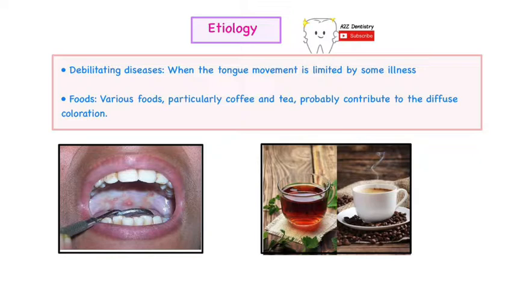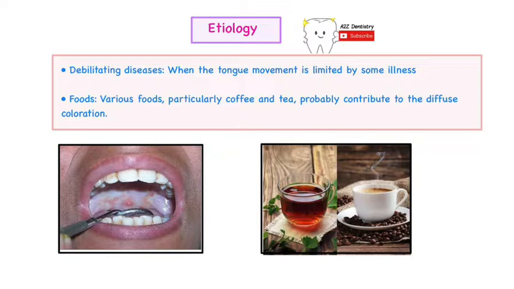But the point to remember here is that tea and coffee, or for that matter any beverage, is not in itself responsible for this particular condition, right? Consumption of tea and coffee is not associated with hairy tongue. However, the color, right, the brownish or blackish color which we see, that is because of this tea and coffee.